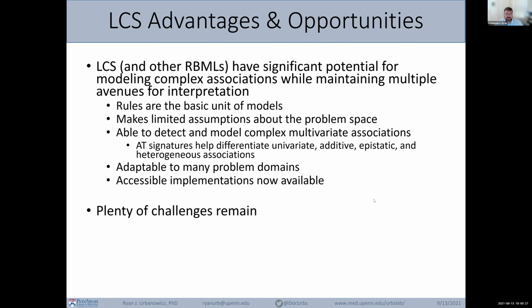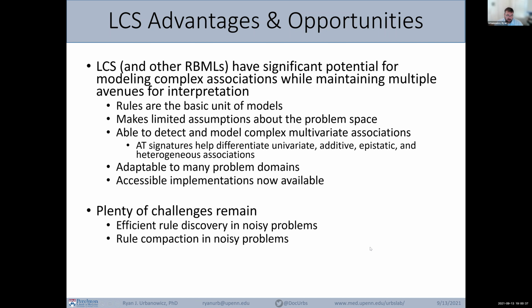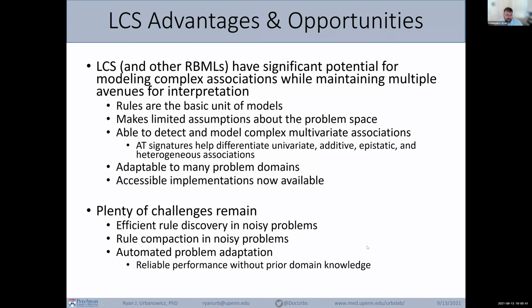There are available implementations that you can use now, as I mentioned, but there are plenty of challenges that remain too. This field is, I think, wide open for further advancement, and I hope some of you will take the time to learn more and maybe get involved in some either rule-based machine learning or learning classifier system research.